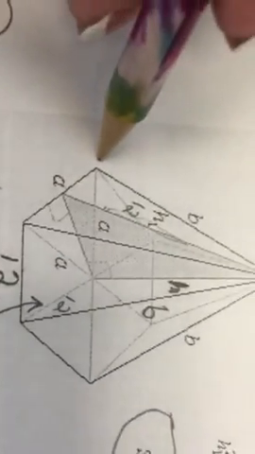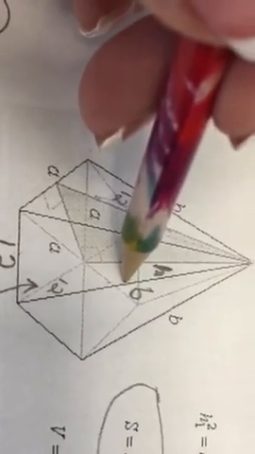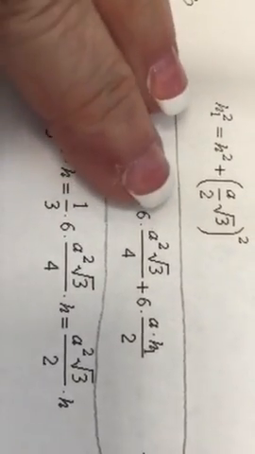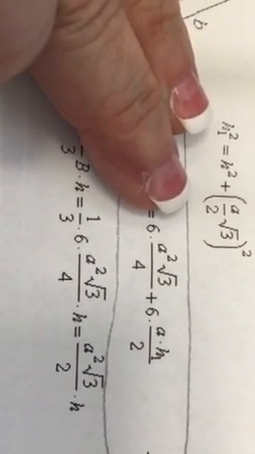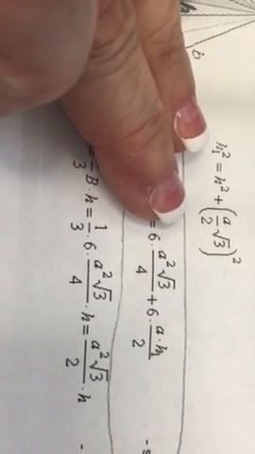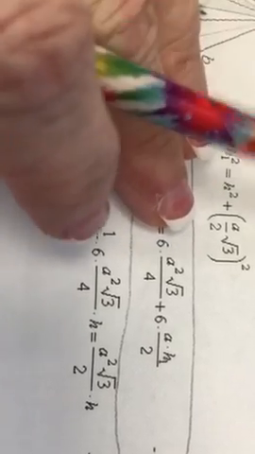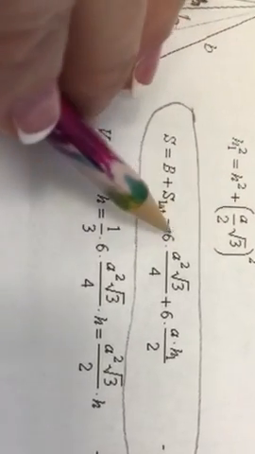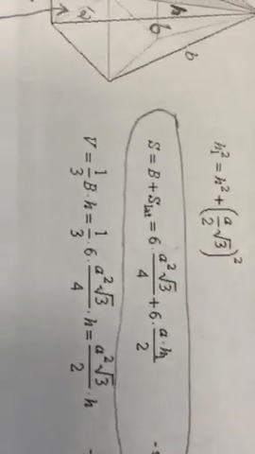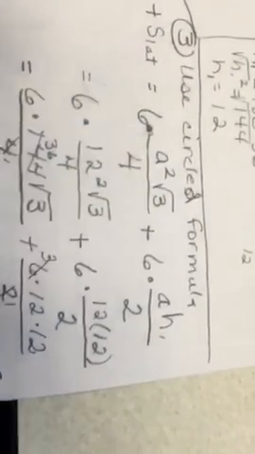So I've got a 12 here, I've got a 12 here, and I've got a 6 square root of 5 here. So to fill out this formula, which is just this right here, 6 times a squared square root of 3 over 4, plus 6 times a times h1 over 2. Now, keep this in mind. This 6 out here is like having a 6 multiplied in the numerator, and you'll see that down here in just a minute.